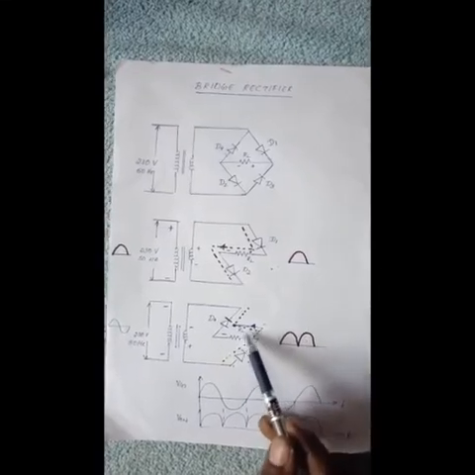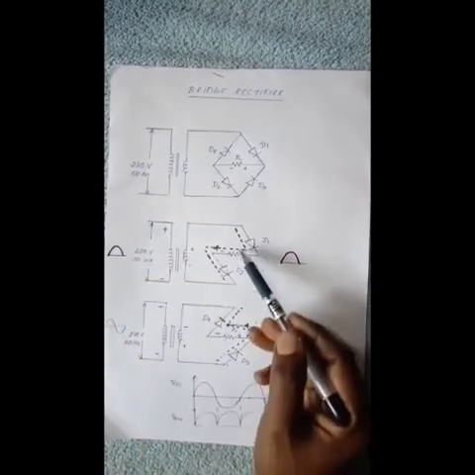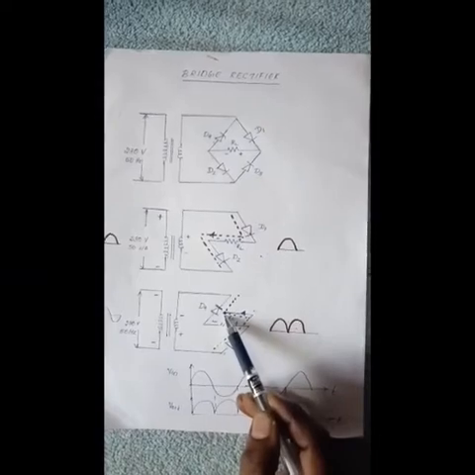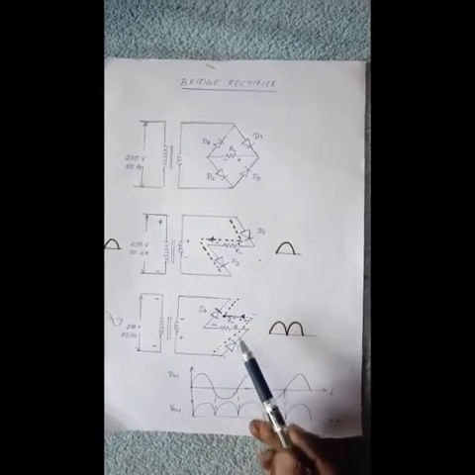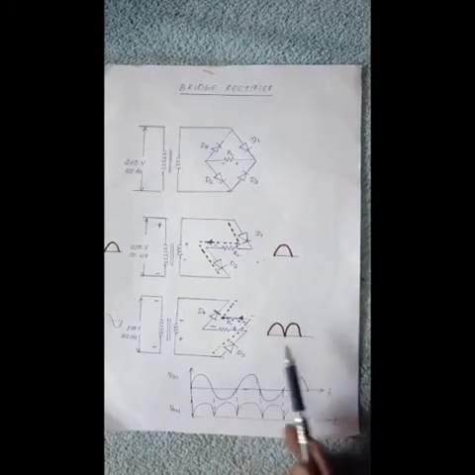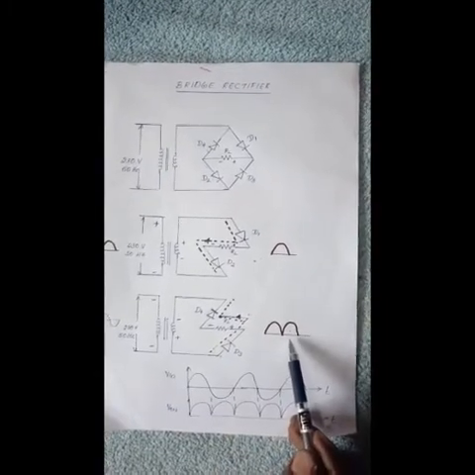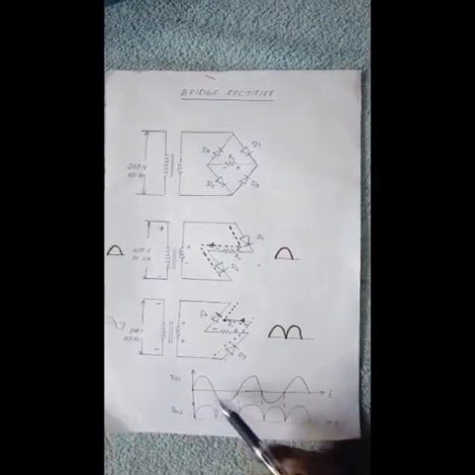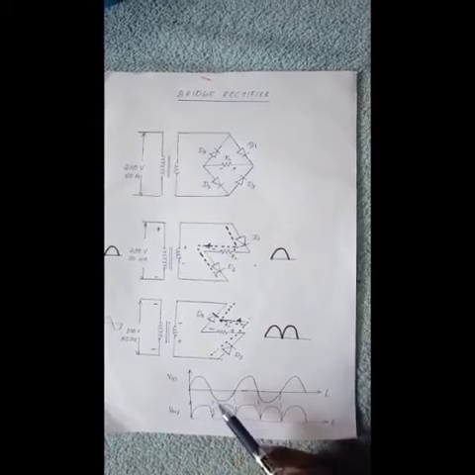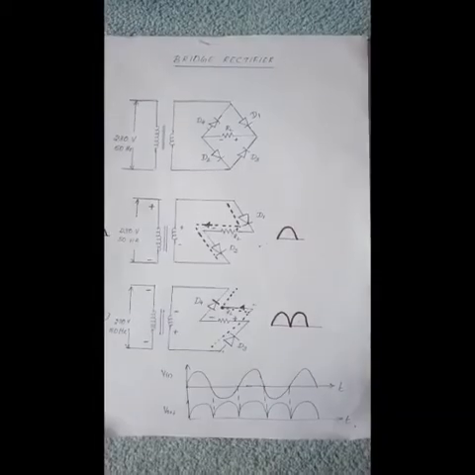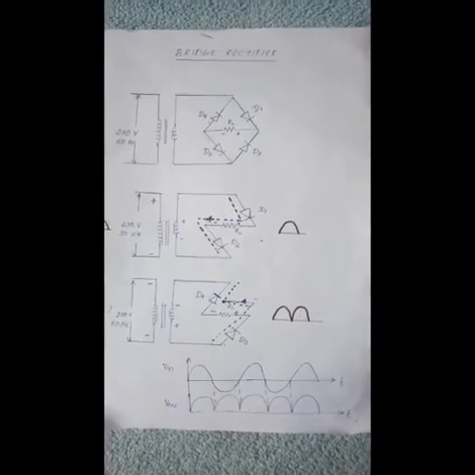In both half cycles, the current flows through the load resistor in the same direction. For the positive cycle like this, for the negative cycle it is also like this. So a voltage is developed across the load resistor. So we get an output voltage during both the half cycles. I hope the working of the bridge rectifier is clear to you.